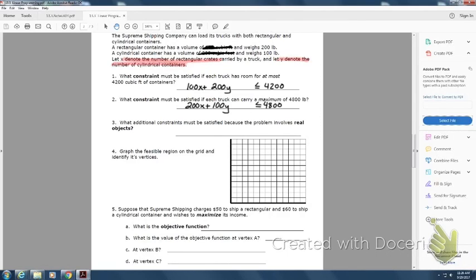Okay, so number 3 says what additional constraints must be satisfied because the problem involves real objects. These are the two constraints that, if you hear me refer to them as real world constraints, this is what I'm talking about. The problem's talking about different kinds of crates. Is it possible for you to have a negative number of crates? No. So X needs to be greater than or equal to 0, and Y needs to be greater than or equal to 0.